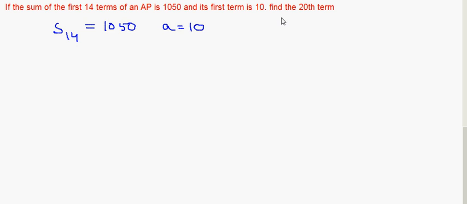We have to find the 20th term, so we have to find A20. The A20 formula is A plus n minus 1 d. We don't have d, so let us try using the first information to find the d here.